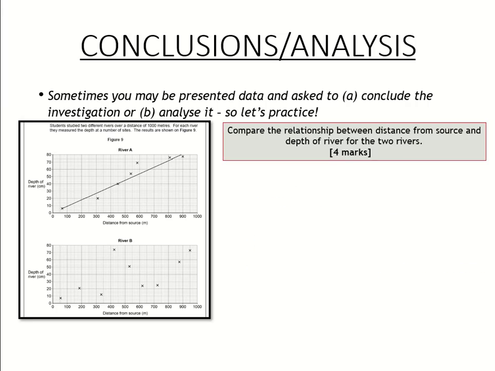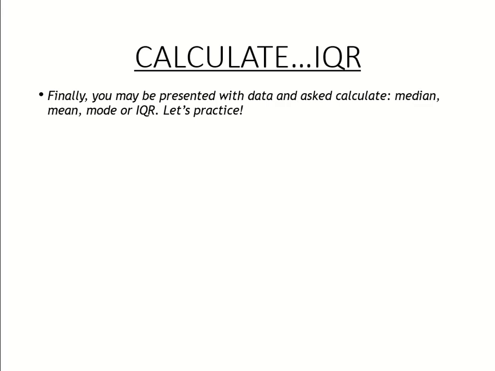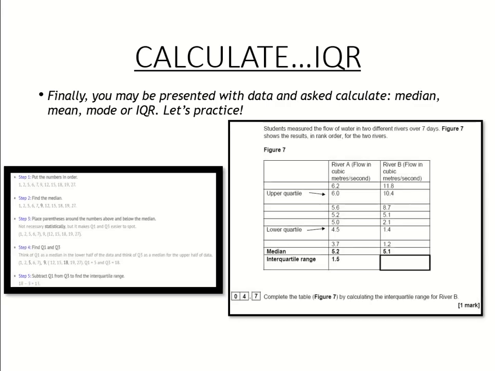The same thing here, comparing the relationship between the distance from source and depth of a river. We're saying the same things. We're looking at the relationship. We're looking for any anomalies. We're looking for the general pattern as well. And we're using data to back up our answers. Now, the final part of the fieldwork is there will definitely be some sort of maths questions on here.